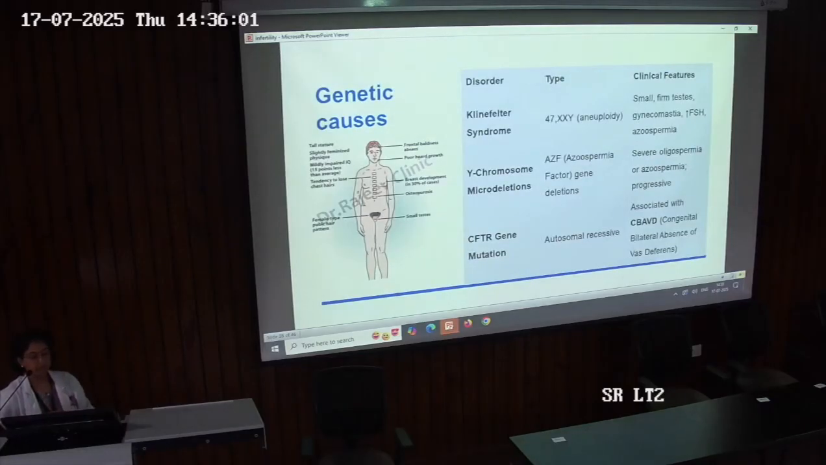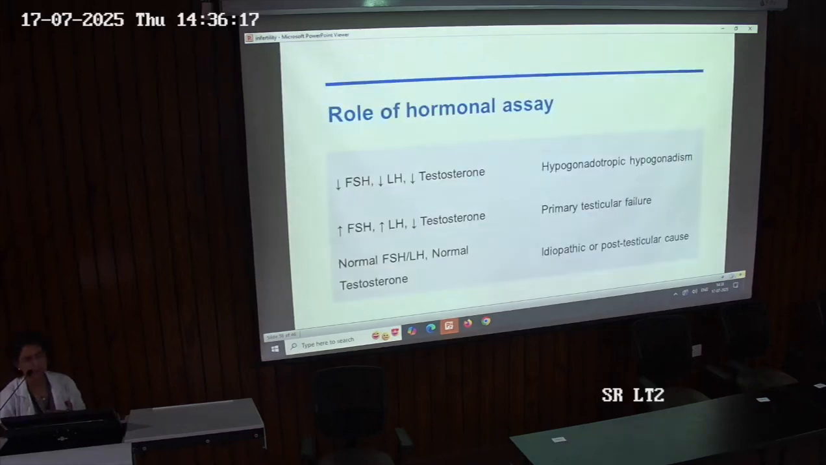Genetic causes: an important one is Klinefelter syndrome, which presents with hypo, Y chromosome microdeletions and the CFTR gene mutation. These are the three genetic tests that we do if we are suspecting some genetic cause of male infertility. Same hypo, hyper, and normogonadotrophic.